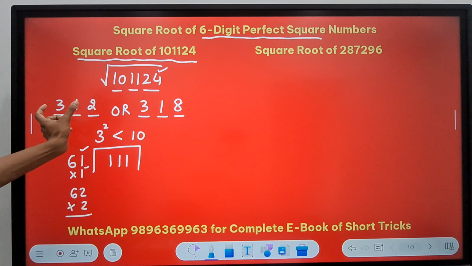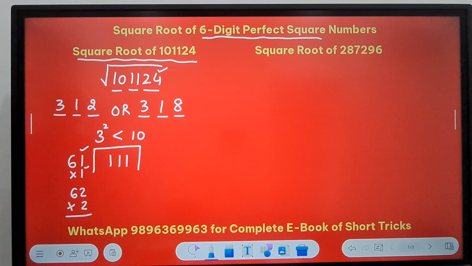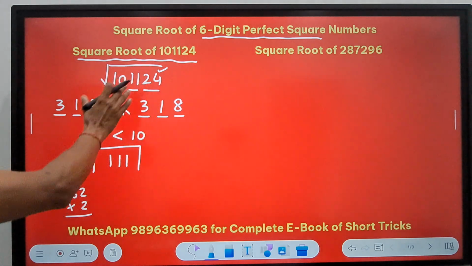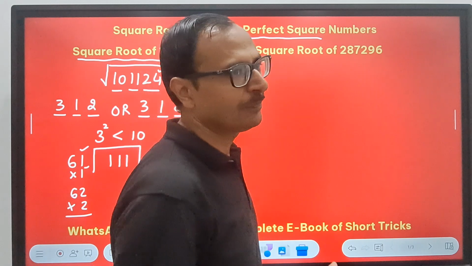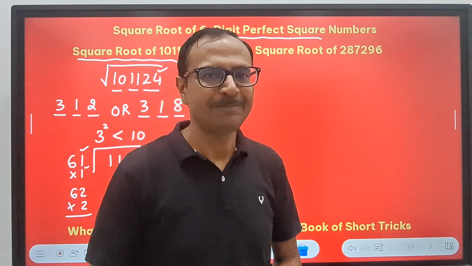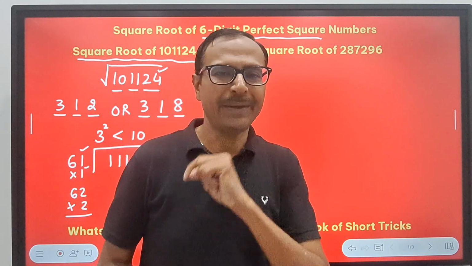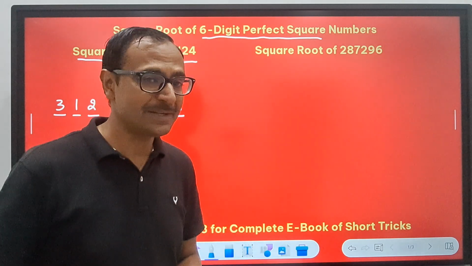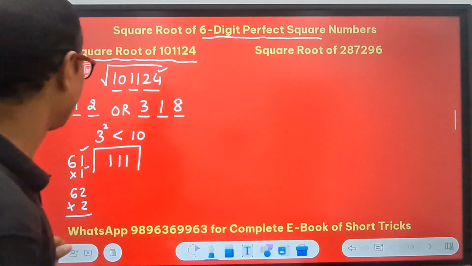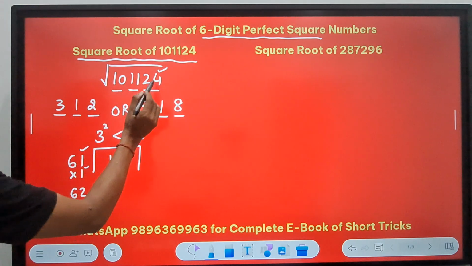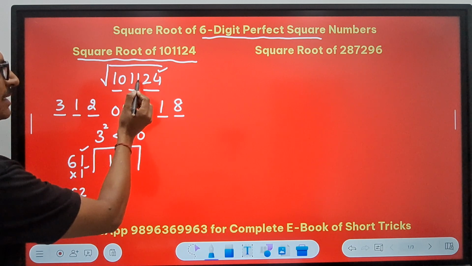Okay, so 312 or 318, that will give me my answer. Either of these two is the square root of 101124. Now how do you find which one is the square? For that, we have two different methods, both from Vedic maths. One, the digit sum method, and the second one is the vertically and crosswise method of multiplication. See, here if you add all the digits of the question, 4, 5, 6, 7, 8, 9.